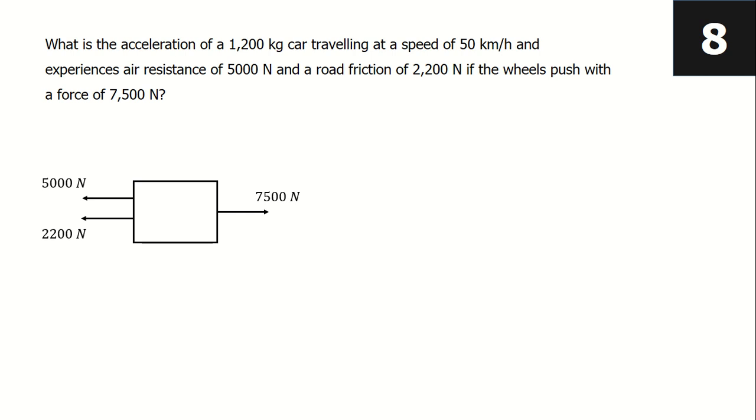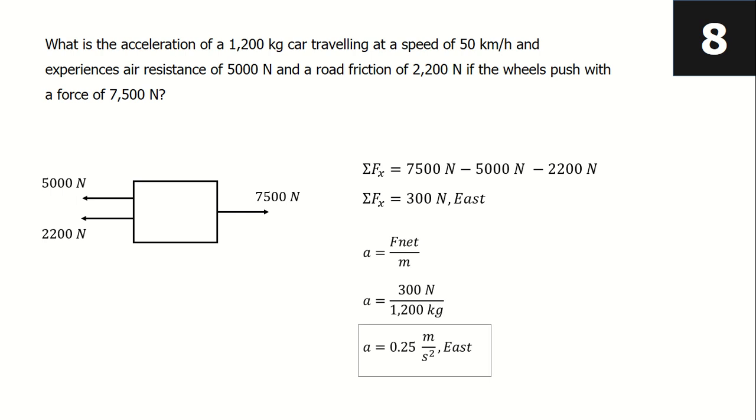So if you sum the forces along the x, what we get will be 300 Newton, unbalanced force. So the car is still moving forward, okay, to the east. And to use our equation for acceleration, net force divided by mass, the division of 300 newtons divided by 1,200 kilograms will be an acceleration of 0.25 meter per second squared to the east.